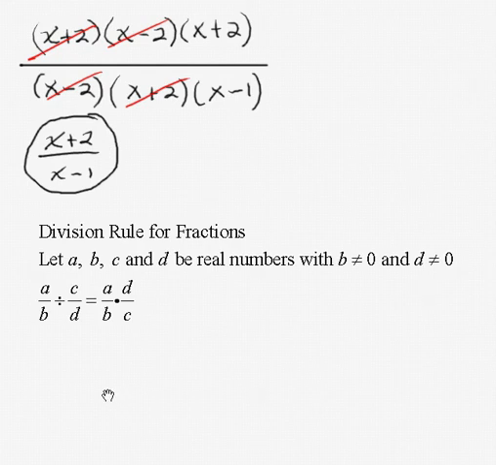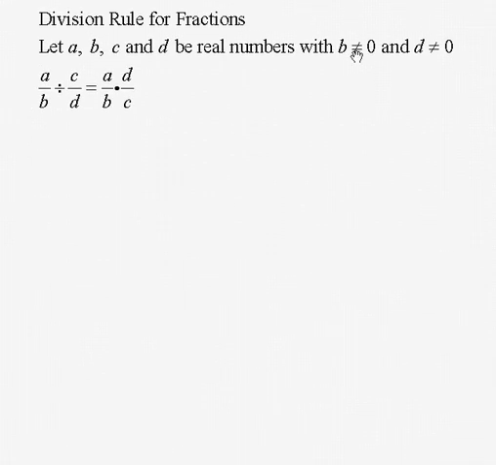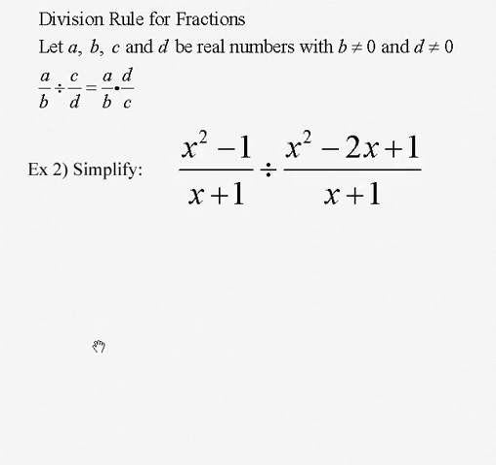Right, this is called the division rule for fractions. We know that if a, b, c, d are real numbers and the denominators are not 0, when we have a fraction a over b divided by another rational expression c over d, that no one knows how to divide by a fraction. Instead, we multiply by the reciprocal d over c. So that's an important little reminder here. And we're going to apply that in this next example.